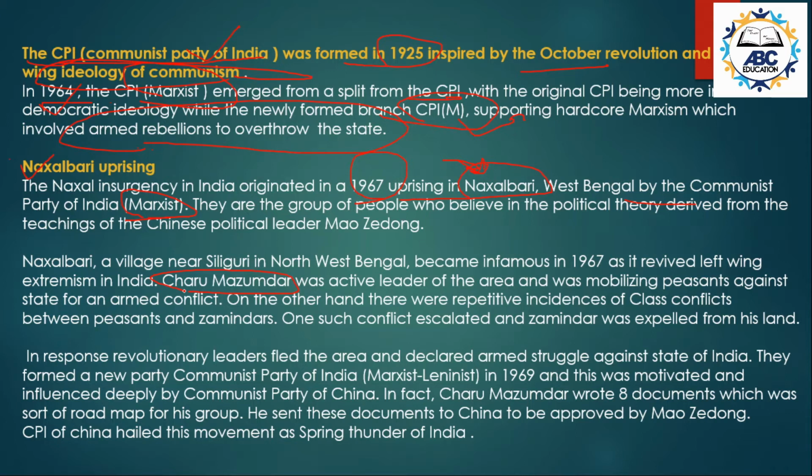तो ये जो एक normal clash था वो escalate हो गया, and this was escalated by this Communist Party of India, and उन्होंने इस पूरा uprising को lead करा, and at the end of the day that zamindar was expelled from his land. उसके response में क्या हुआ, there were other revolutionary leaders who fled the area and they declared an armed struggle against the state of India. इस पूरे ही जो एक normal एक village का uprising था, it was escalated, and at the end of this escalation, all the other revolutionary leaders also fled the area and they declared an armed struggle against the state of India.